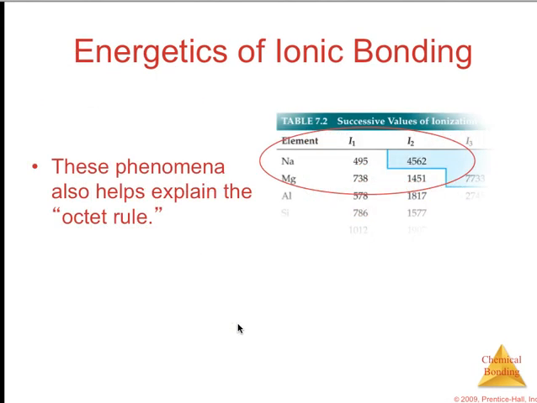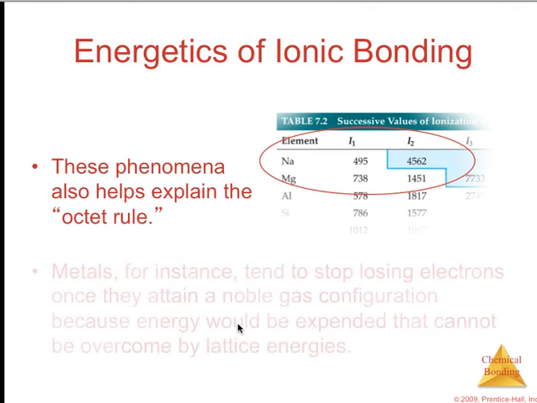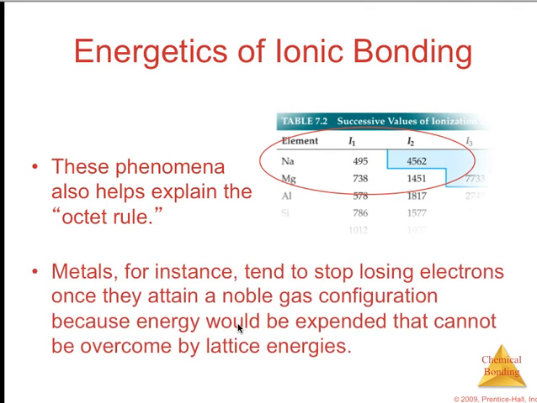Okay. These phenomena also help explain the octet rule. Why do things want to get 8 electrons? Okay. Metals stop losing electrons because once they obtain that noble gas configuration, that lattice energy is not enough of a change to make the overall reaction occur. It doesn't make it more stable.